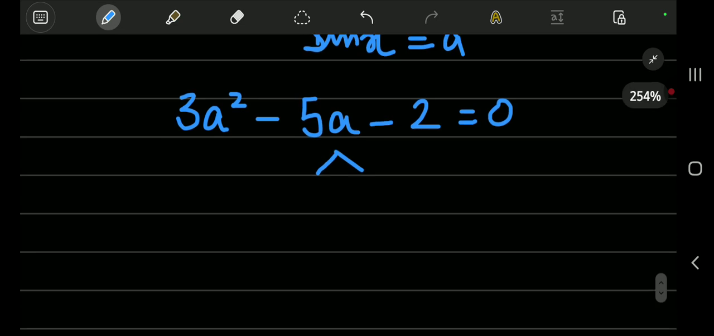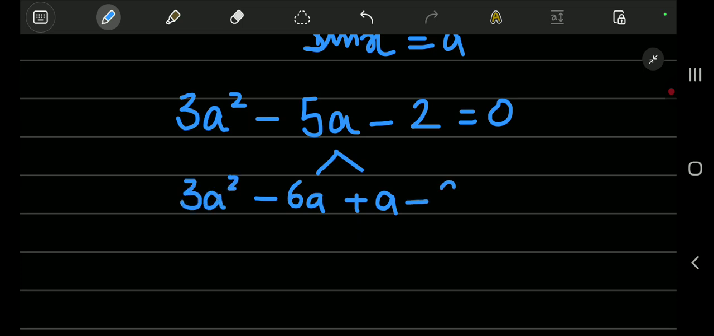You can use the quadratic formula if it seems to you that it could not be done by breaking the middle term. But I think it is possible. Minus 6a plus a will give you minus 5a, and when multiplied will give you minus 6a square. So I got this minus 2 equals 0.